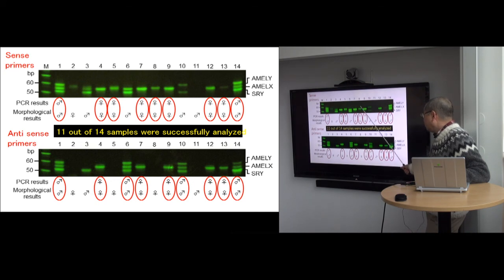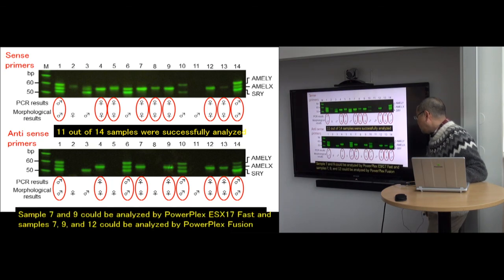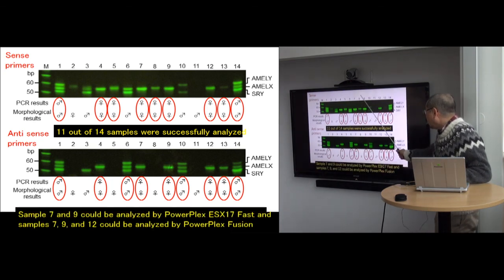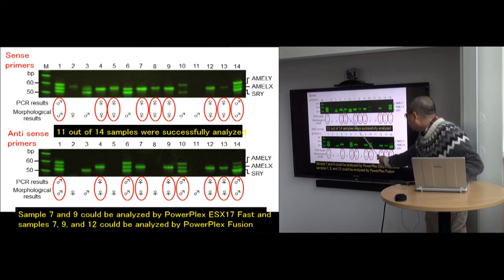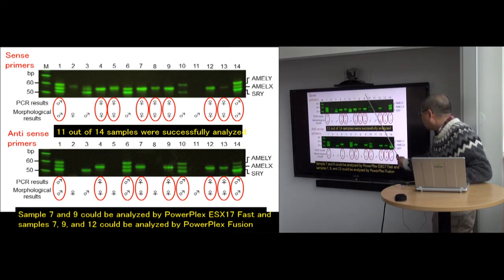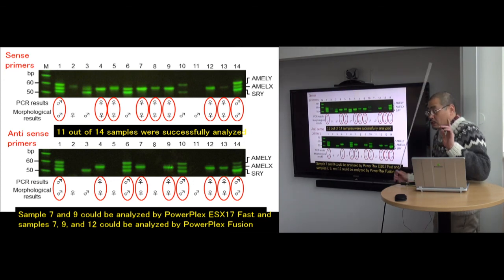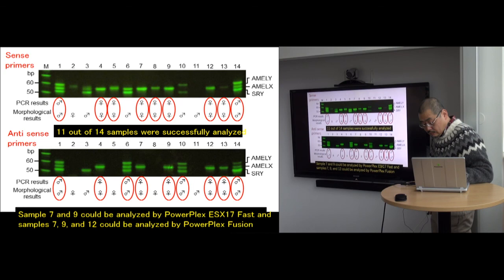But by using commercially available STR kits, only samples 7 and 9 could be correctly analyzed by PowerPlex ESX17 fast, and samples 7, 9, and 12 could be analyzed by PowerPlex Fusion. This is the latest version, very widely used in the forensic field.